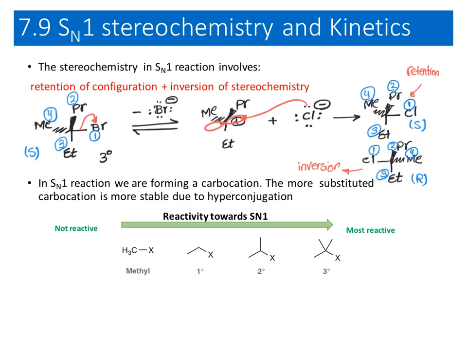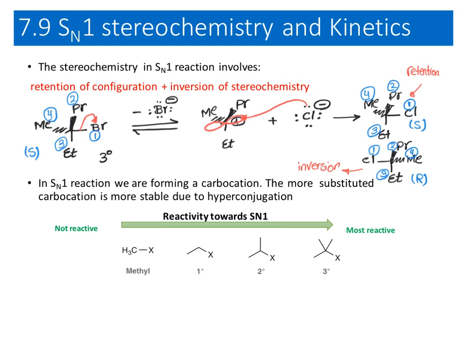In SN1 mechanism, we are forming a carbocation. So if you look at here, this is the carbocation that can be formed. And we talked about it in chapter 6. A tertiary carbocation is more stable due to hyperconjugation. Hyperconjugation happens when the carbons, the CH bonds, next to the positively charged carbon can donate electrons to the p orbital, which makes the carbocation more stable.